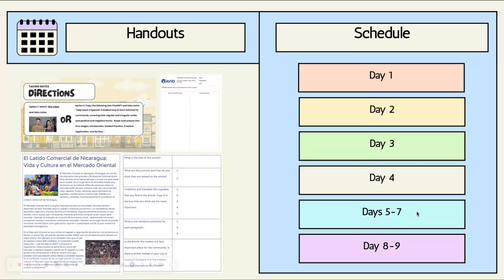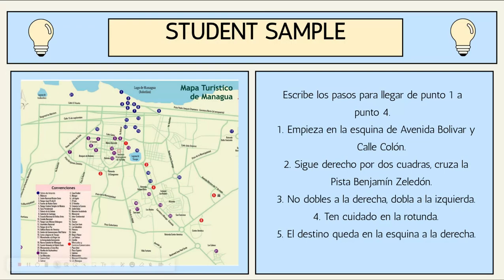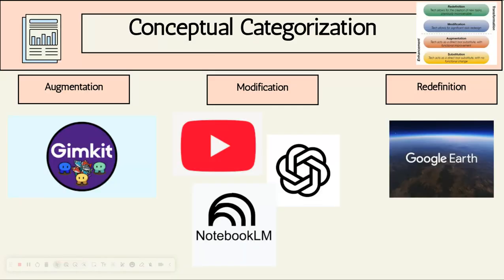Days 5 through 7 is where they'll be working with their groups to discuss their plans, develop their plans, draw them up, and learn how to describe and create their presentation. I will be working with individual groups to make sure they're on task and following the timeline. And then days 8 and 9 are when the groups will actually be doing their presentations. Here's that student sample again. All right.